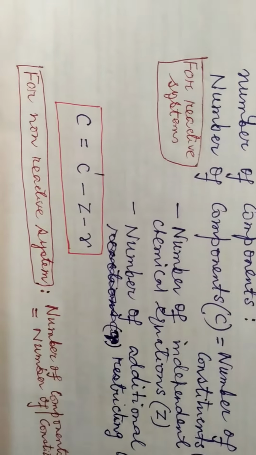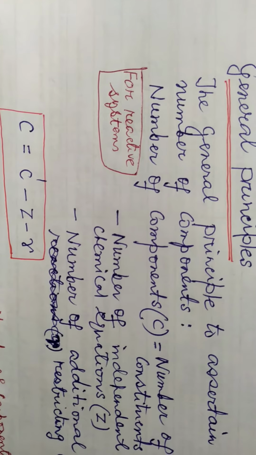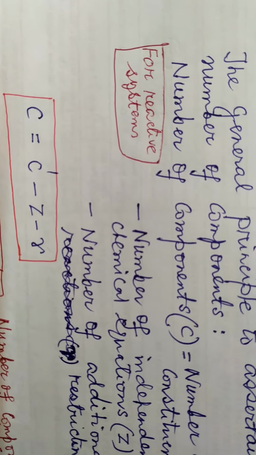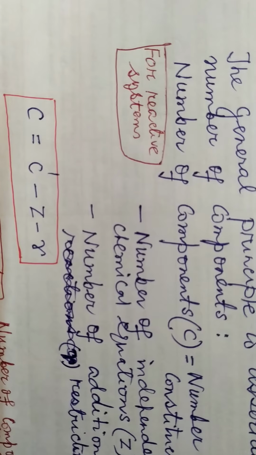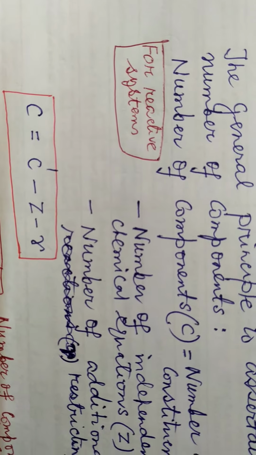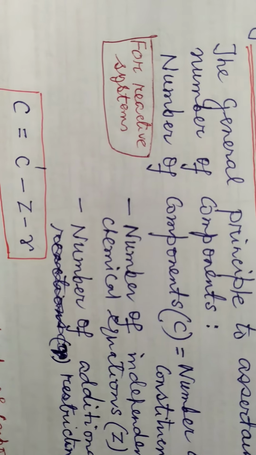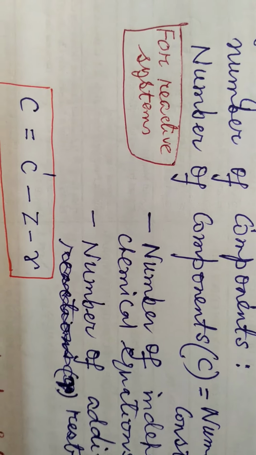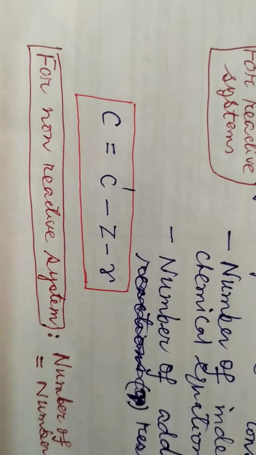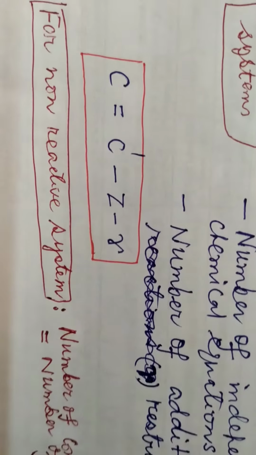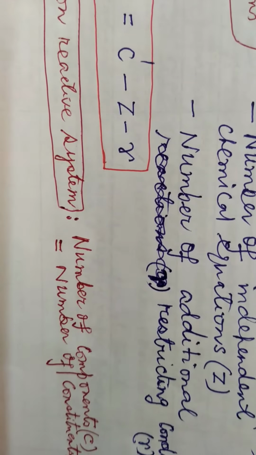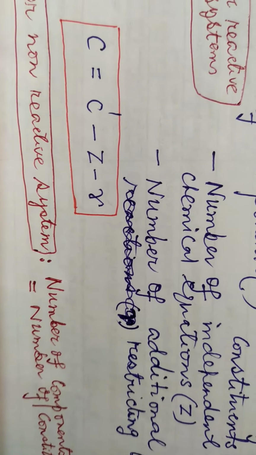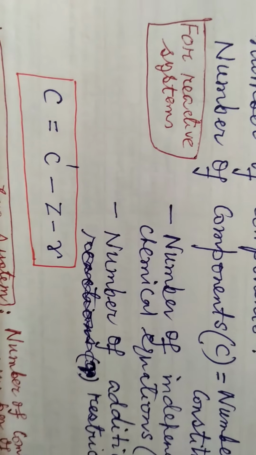For reactive systems, C equals C dot minus Z minus R, where C is the number of components, C dot is the number of constituents, Z is the number of equations, and R is the number of additional restricting conditions. Now for non-reactive systems, the number of components is equal to the number of constituents. Here C equals C dot, Z and R are not considered in this case.